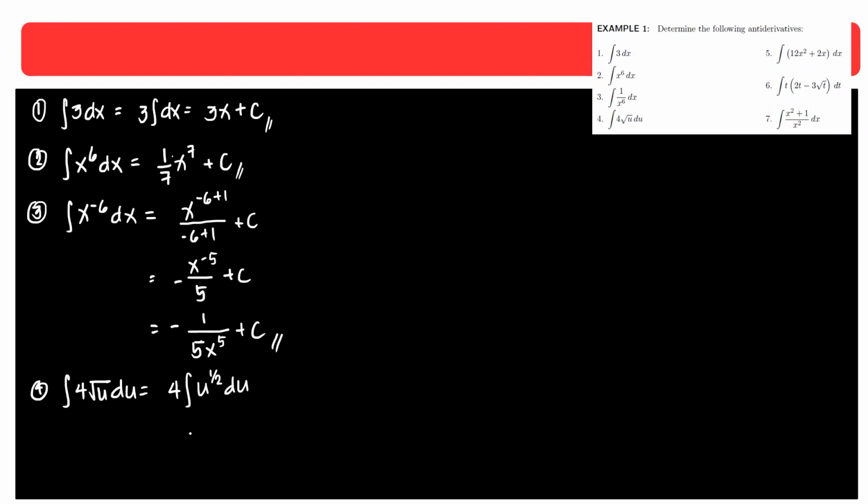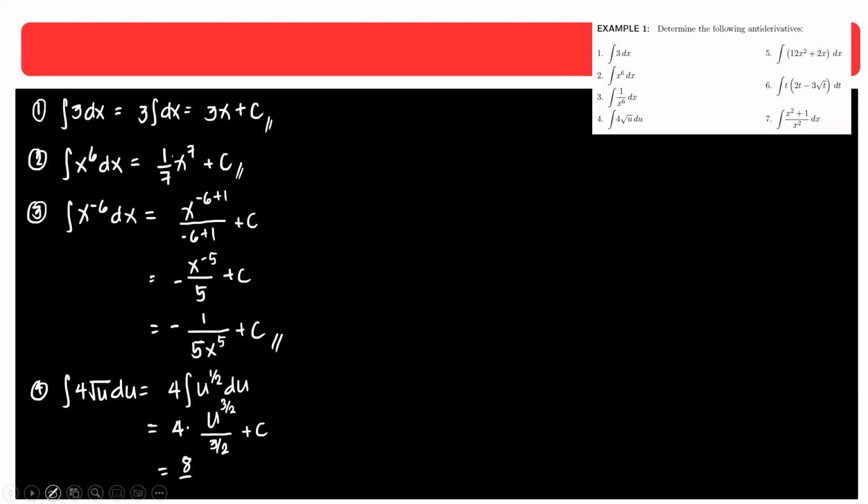So, can you give me the answer for this? 8u raised to 3/2 over 3. Tama. How did he come up with that, guys? It's basically this. We don't need the 4. Bring it out. This one, u to the 1/2 plus 1, isn't that 3/2? Tama ba? Over 3/2 plus c. The problem is, it looks ugly having a 3/2 underneath. So maybe we bring that on top.